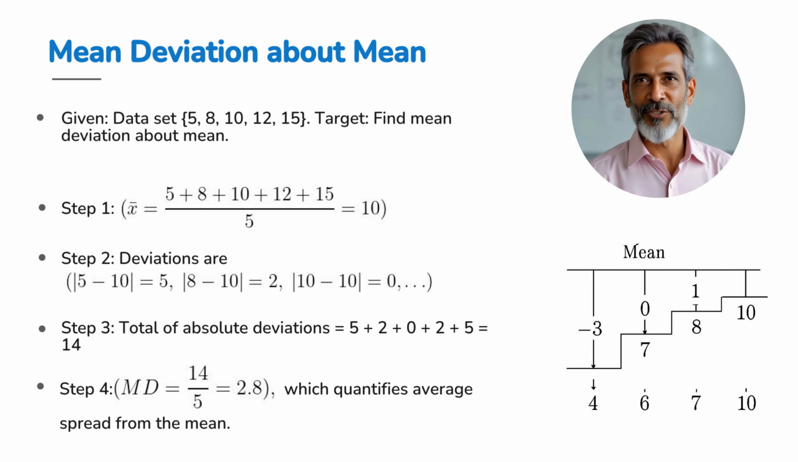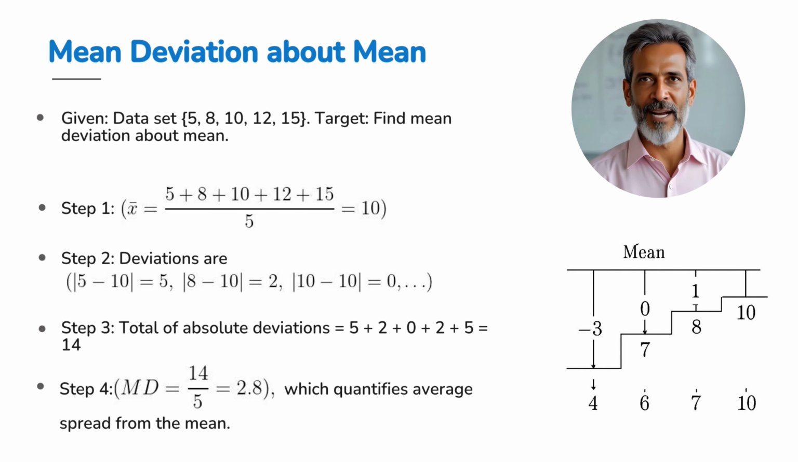Now, let's see a solved example with ungrouped data to make it crystal clear. Given the data set 5, 8, 10, 12, and 15, we want to find the mean deviation about the mean. First, calculate the mean. Sum all data points: 5 plus 8 plus 10 plus 12 plus 15 equals 50. Divide by the number of points, which is 5, so the mean is 10.